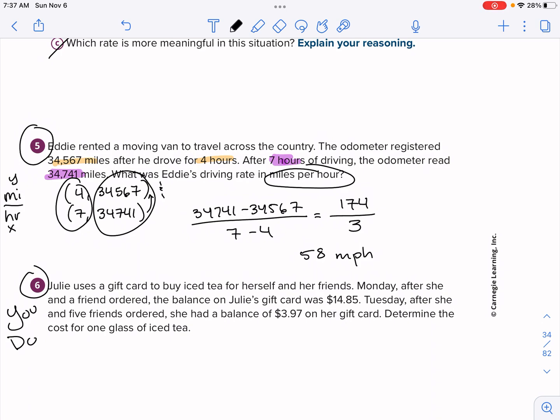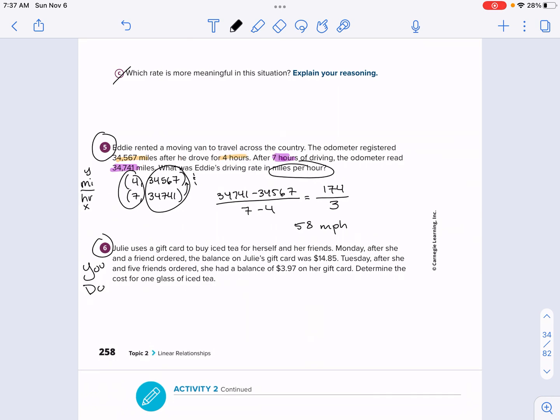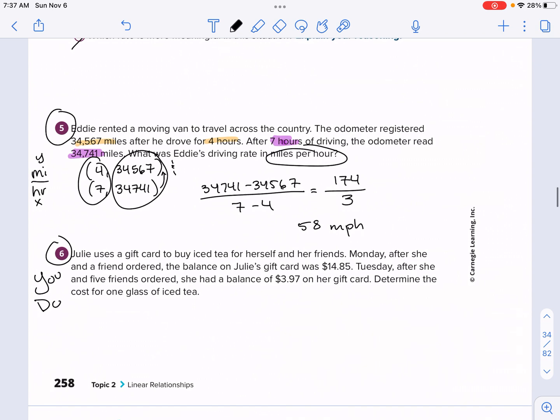All right, great. Anyways, I'd like for you to try to figure out number 6. Number 6 does have some decimals, but you do have a calculator, so use that calculator and identify those important pieces of information. Let me know if you'd like for me to check to see if your answer is correct.